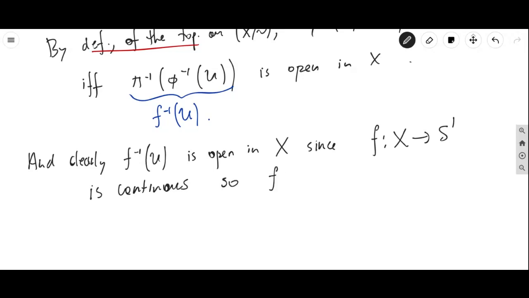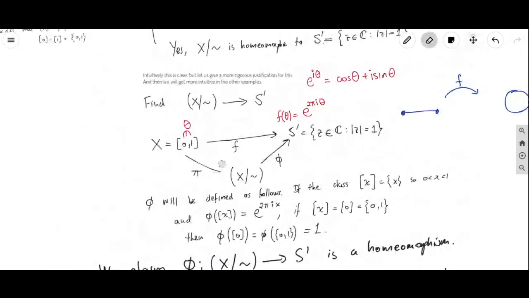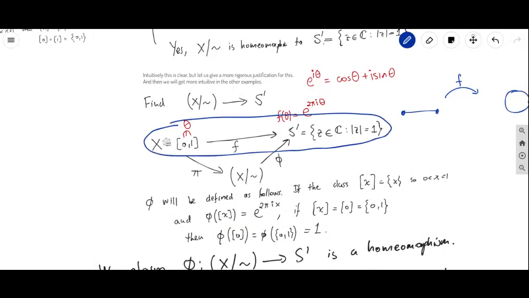So F inverse, the pullback of an open set, is open in X. If you look at this function that we had in the beginning, this exponential mapping right here, it is continuous. So here's a quick summary of what's going on. You want to show that phi is a continuous mapping. So you pick an open set in S1. How do you show it's continuous? Well, you do the pullback. You take your open set and you pull it back, and it ends up over here.